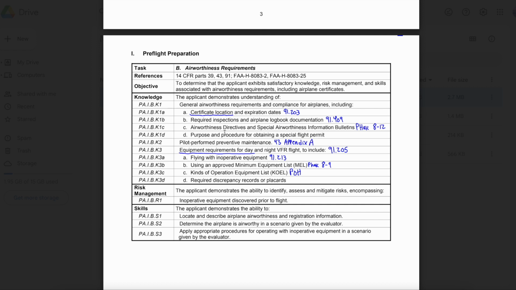Again, if you are under the age of 40, it will expire the 60th month after the month of the date of examination shown on the certificate. If you are over the age of 40, then it will be the 24th month after the month of the date of examination shown on the certificate. Please reference 14 CFR 61.23 for more information.